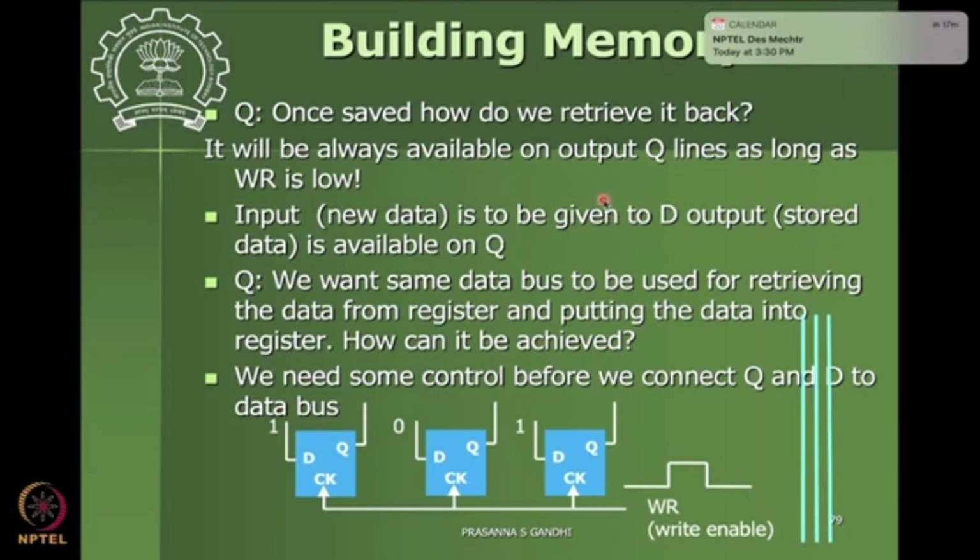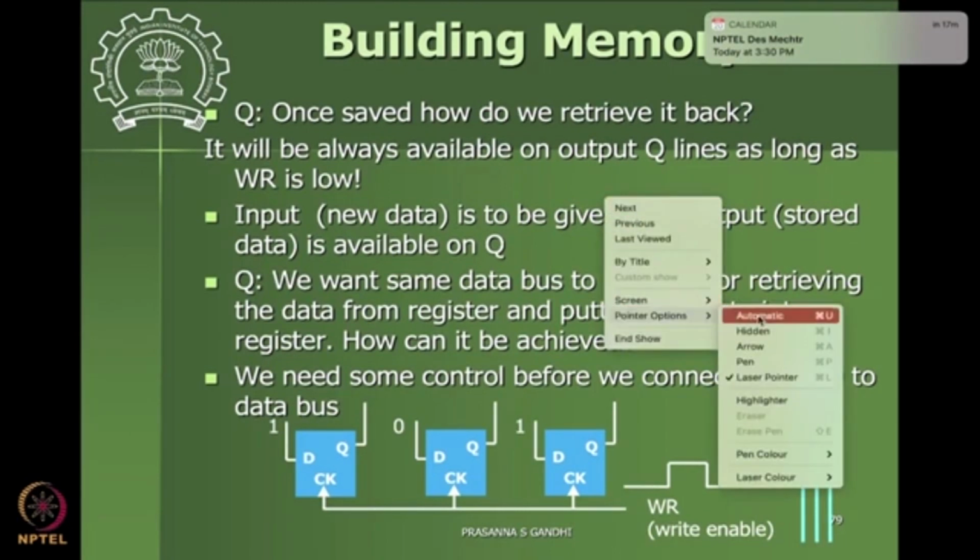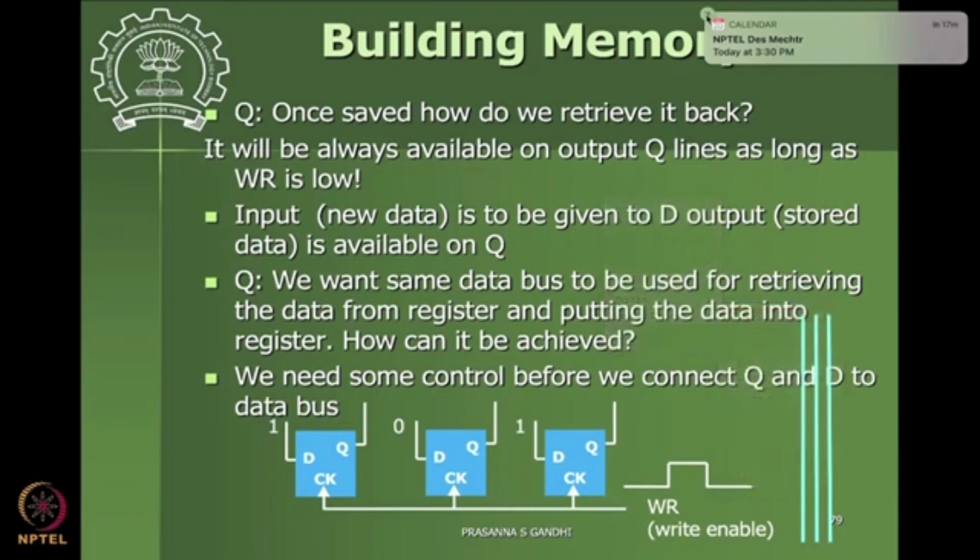So let me turn these off. Let's say you have this value to be retrieved to the same data bus, and from that same data bus I want some other value to store. So I want to use a single data bus, or data wires, which give the value to the memory and which take the value out of memory. For this we need to have these Q and D terminals connected to the data bus.